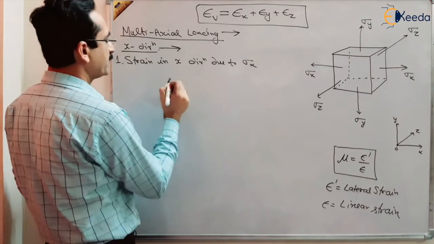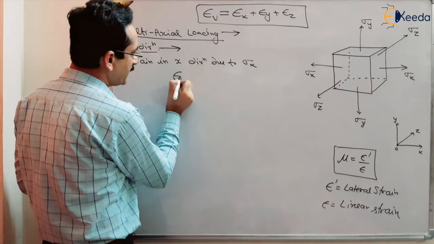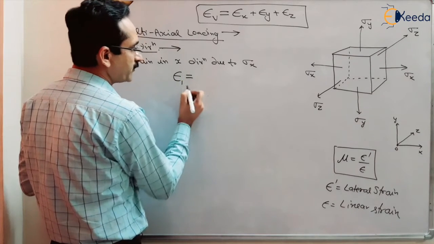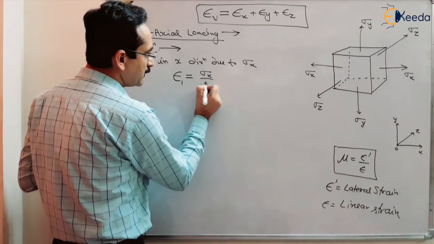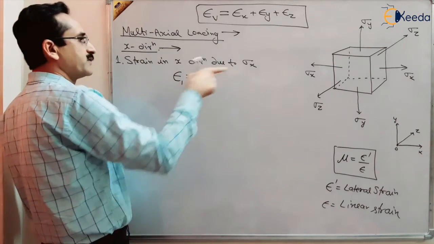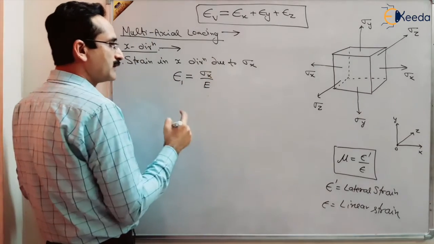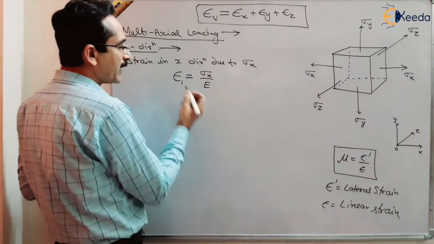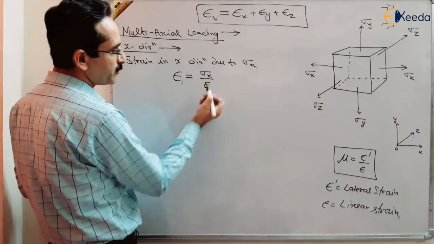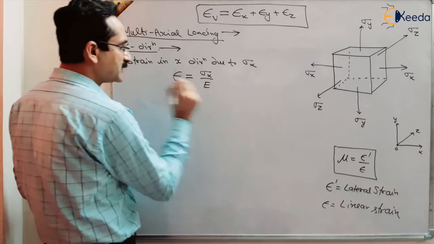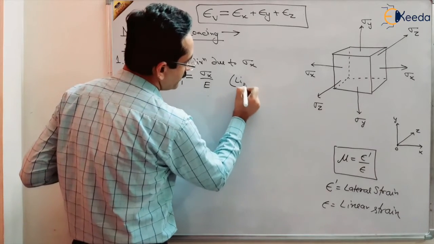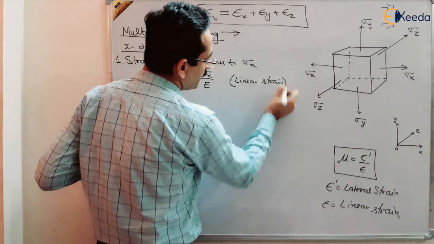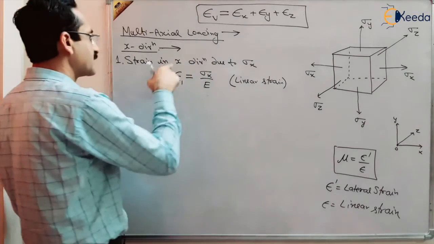So that strain will be equal to, suppose I am saying epsilon 1, that will be equal to sigma x upon E, because our stress is in x direction and we are finding the strain also in x direction, and you know strain is stress upon modulus of elasticity. So this is linear strain, basically, because in the same direction we are taking the stress as well as the strain, the direction is x.